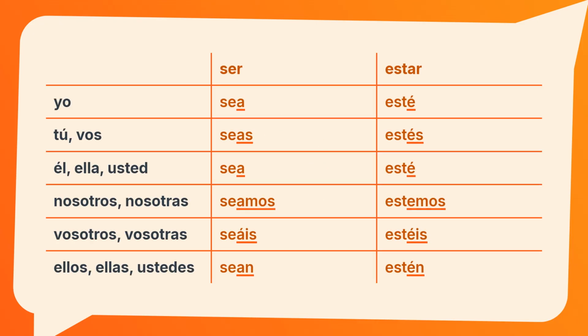Unfortunately, there's no single rule we can apply to every verb to get the subjunctive, but there is a pattern when it comes to the verb endings. Let's look at two common irregular verbs, starting with ser, to be. Yo sea, tú seas, él ella sea, nosotros seamos, vosotros seáis, ellos ellas sean. And let's also look at a verb ending in AR which follows different verb endings. Estar is a good example. Yo esté, tú estés, él ella esté, nosotros estemos, vosotros estéis, ellos ellas estén.